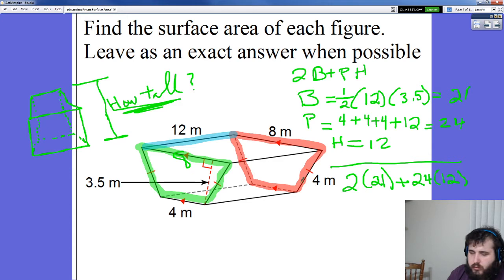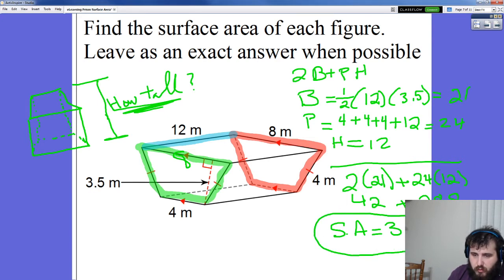And then we go through. 2 times 21 is 42. 24 times 12 is 288. And then we're going to add these two together. 288 plus 2 is 290. 290 plus 40 is 330. So my surface area, 330 meters squared. That is my surface area right here.